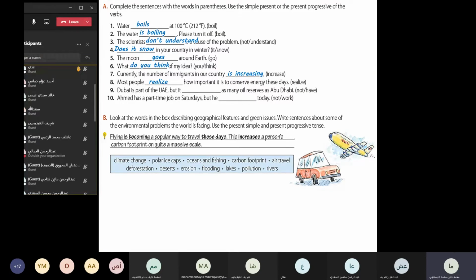Thank you. Number 10. Can I try? Yes. Ahmed has a part-time job on Saturdays, but he isn't working today. Good. Here we are talking about this period of time, a temporary situation. This period of time, he is not working. But in general, he works on Saturdays. But this day, this period of time, he is not working. Good.